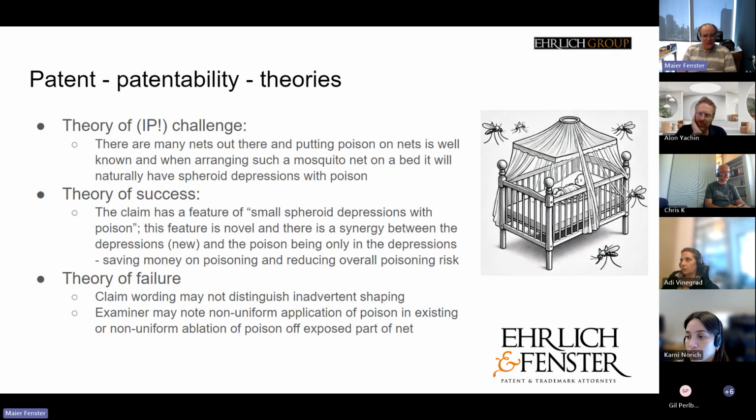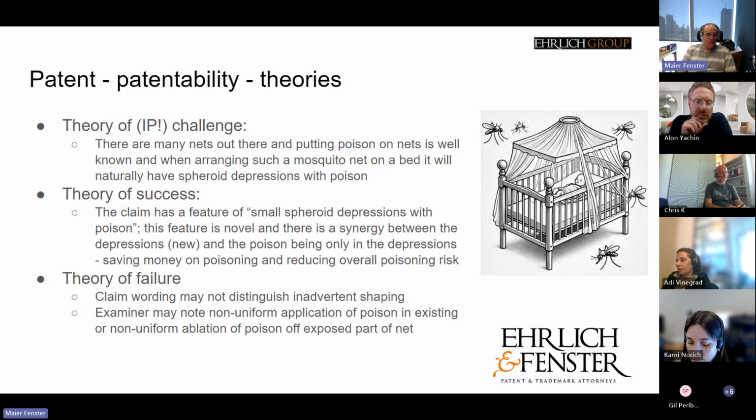And the challenge is that there are many nets out there, and putting poison on nets is well known, like for mosquito netting. And when you put it on a bed and the bed has rounded corners, sorry, ChatGPT was unwilling to draw it that way, you have spheroid depressions with poison in it. Okay, that's a challenge that I have regarding patentability.